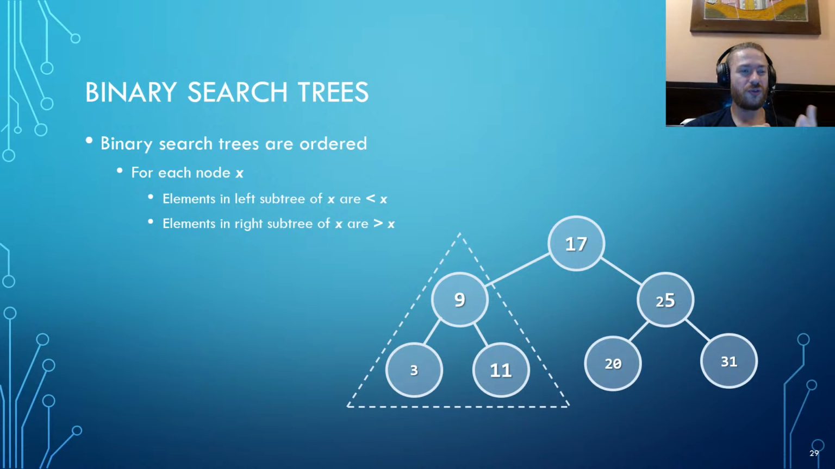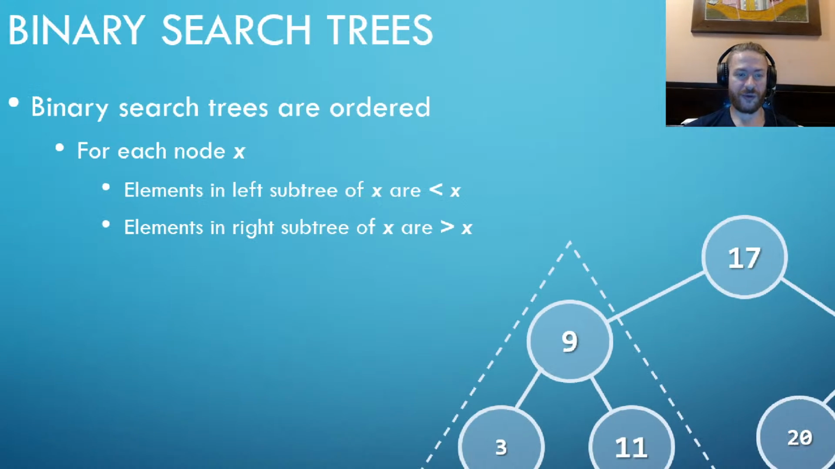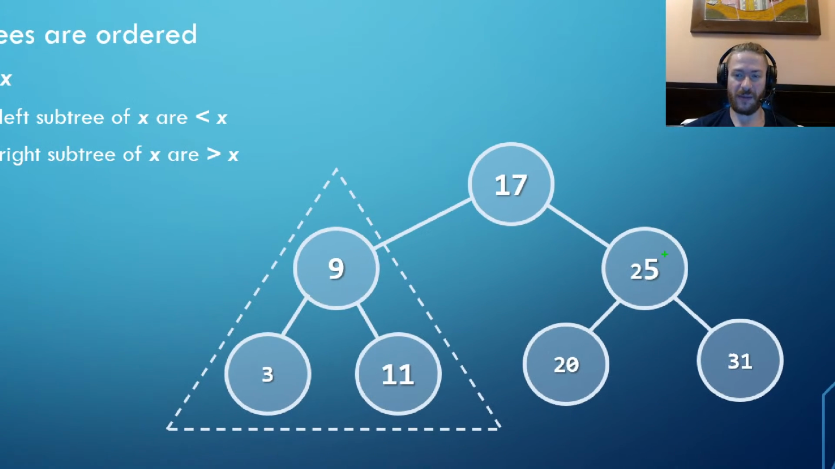And now we introduce a binary search tree, which has at most 2 children. Each node has at most 2 children, but binary search trees also have an order. For each node, elements in the left subtree are lower than the node, and elements in the right subtree are greater than the node. Look at it.